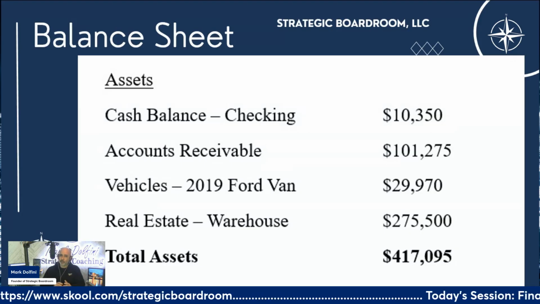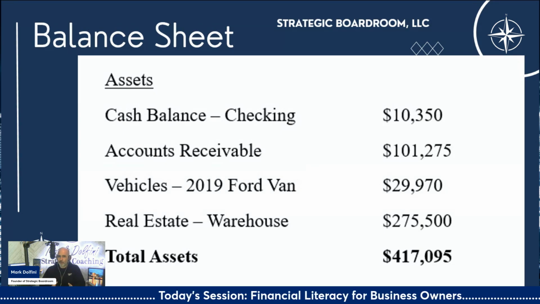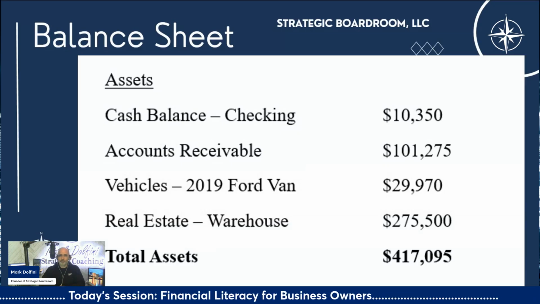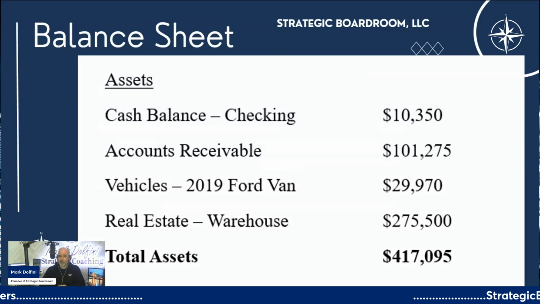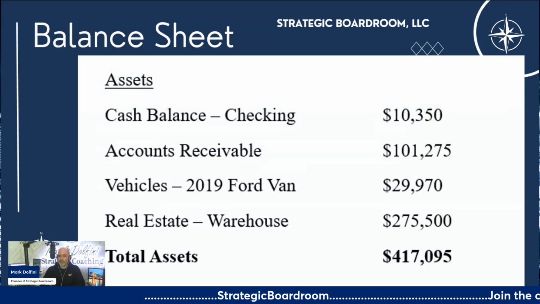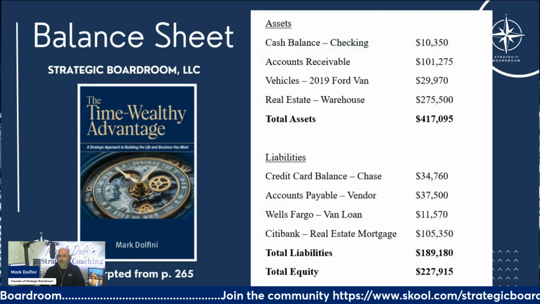Now, this is where accumulated depreciation would come in. Again, I'm not getting into that. I'm just letting you know it would be listed on there at the amount you paid for it. So we'll just leave it there for now. The real estate: let's say you have a warehouse and that warehouse is worth $275,000, or at least that's what you paid for it, not what it's worth, and that's what would go on the balance sheet. So your assets are listed at $417,095. Again, that foots right to the top of the balance sheet.